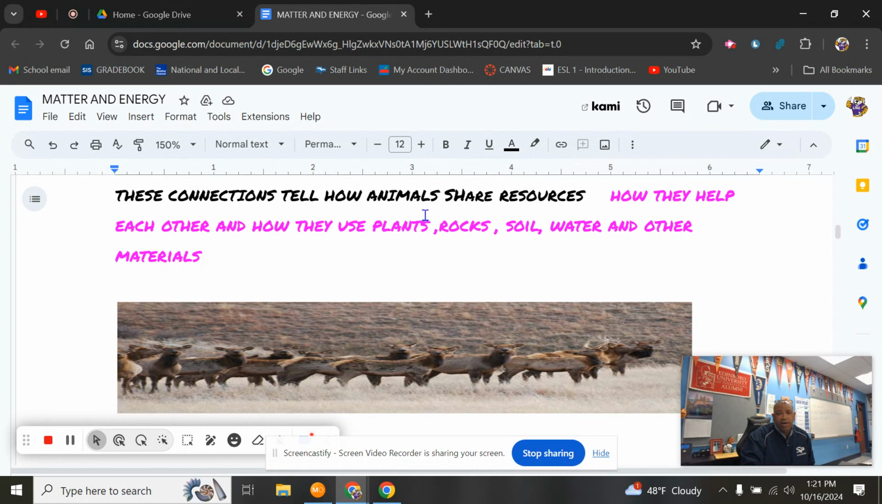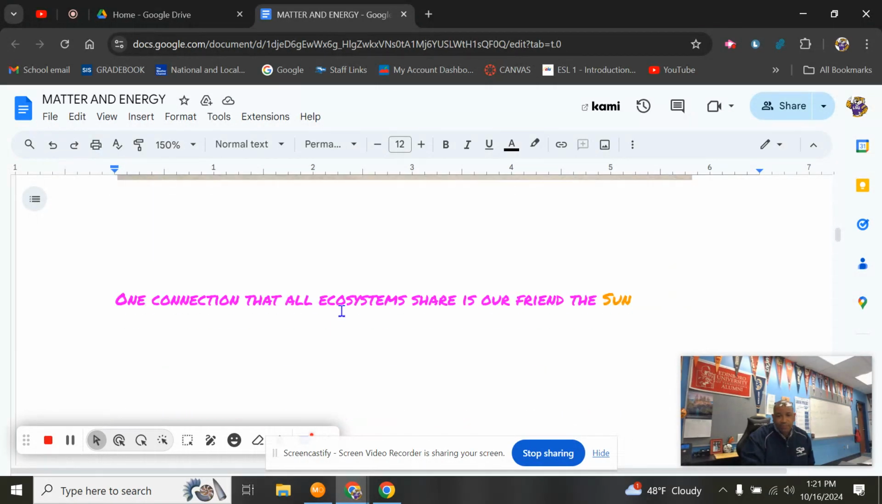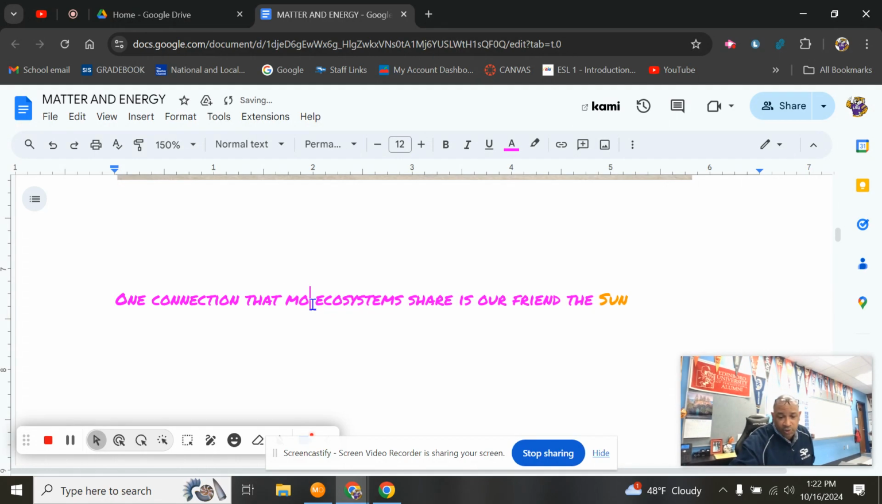These connections tell how animals share resources. They help each other in how they use plants, rocks, soil, water, and other materials. One connection that all ecosystems share, we shouldn't say all, most. I'm going to get rid of all and type in most, just because you have ecosystems that are in caves, ecosystems that are deep underwater. Most share our friend the sun.